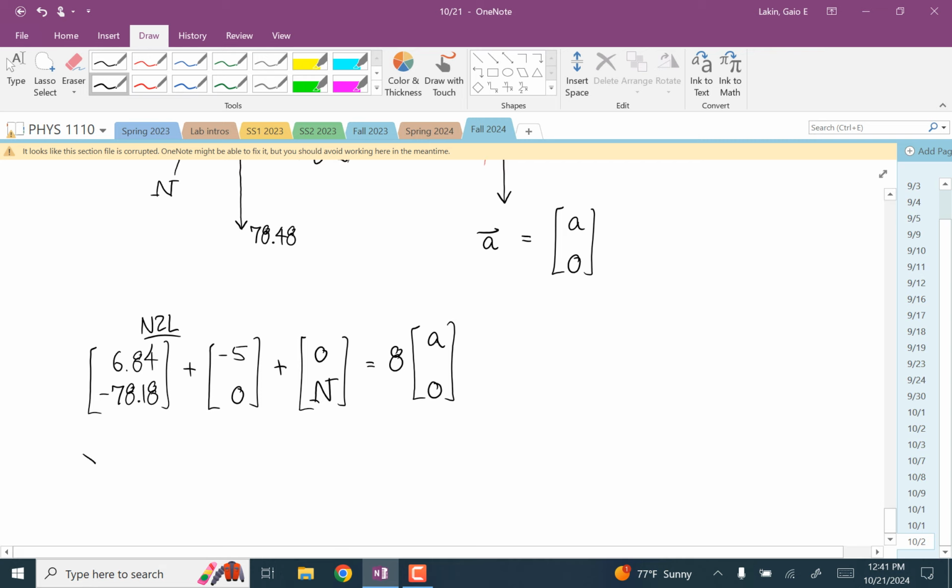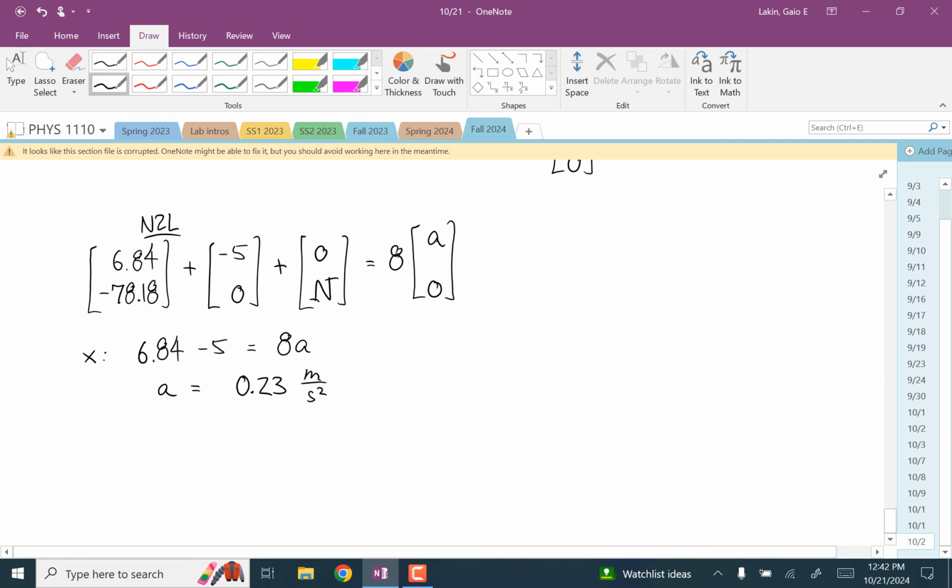The x equation says 6.84 minus 5 is equal to 8a. So a is equal to positive 0.23 meters per second squared. And so the acceleration vector is 0.23, 0.